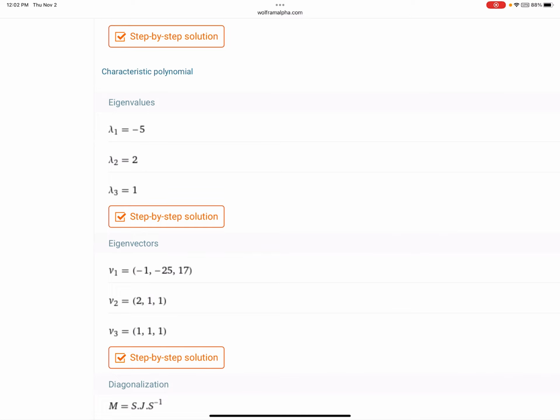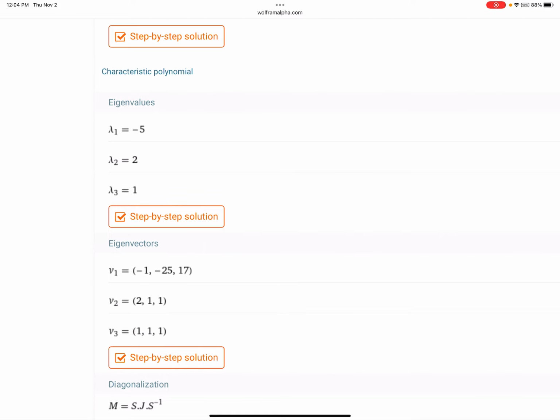So in this case, all the eigenvalues were distinct: -5, 2, and 1. And so we expect exactly one linearly independent eigenvector for each of them. Wolfram is giving us an example of a basis vector. So when we say that v1 is -1, -25, 17, that's a basis vector for the eigenspace corresponding to lambda1, which is -5. Any non-zero multiple of v1 will also work as a basis vector. So you could do 1, 25, -17 as a basis vector instead. Similarly, v2 and v3 are just examples of one possible basis vector for the corresponding eigenspaces.